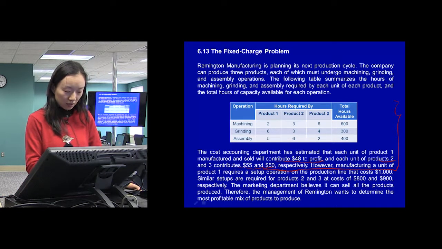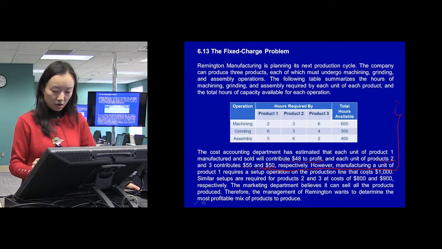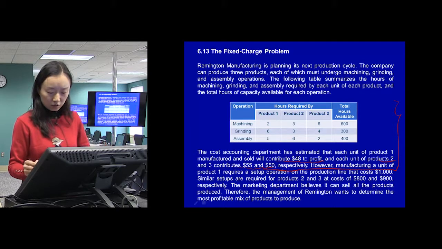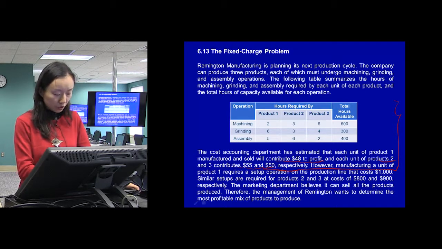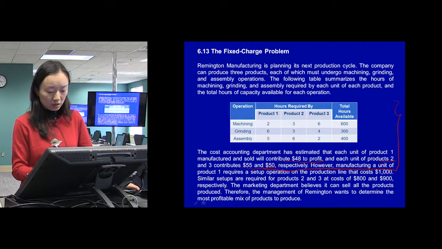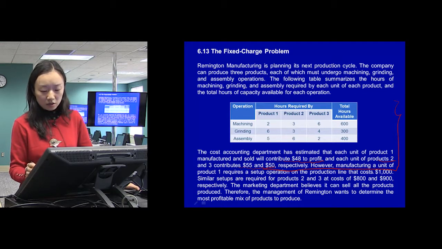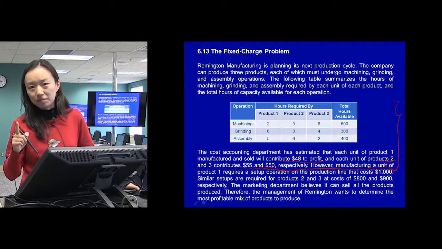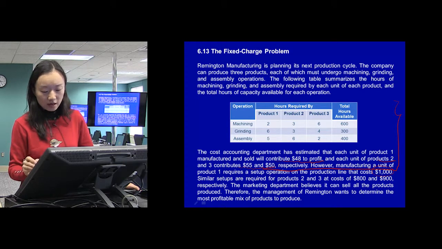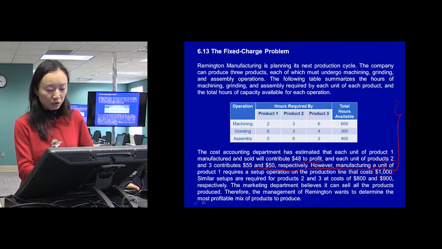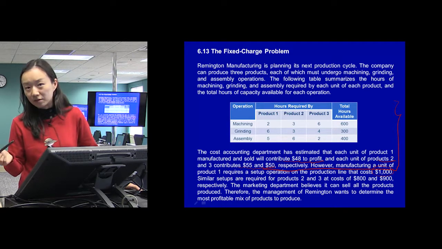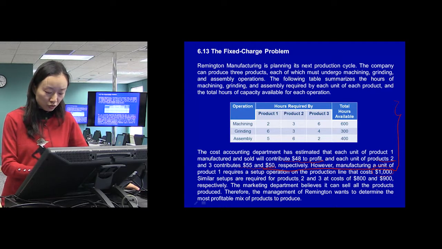But after that, some additional conditions are added. Manufacturing a unit of product 1 requires a setup. Or rather, not just a unit: if you are going to produce any units of product 1, you need to set up this machine, and it costs $1,000. This $1,000 happens just once if you produce product 1. If you are not going to produce product 1, then this $1,000 won't happen. Same as for products 2 and 3.